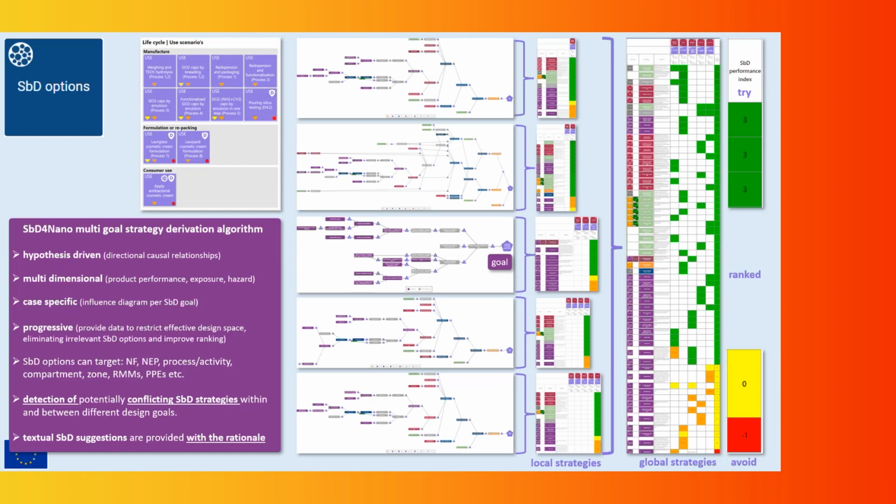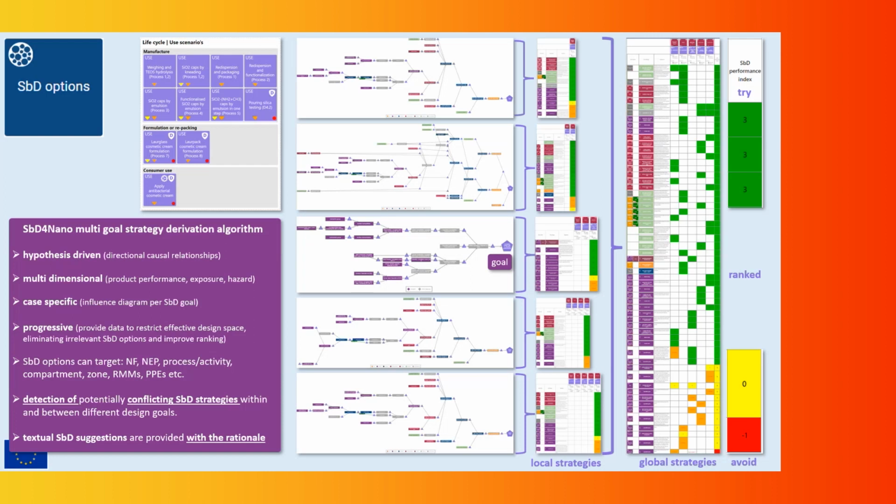And then what the tool can do is combine all these strategies, these local strategies, into an overarching strategy for the entire life cycle and all the goals within it. And at the top here, you have the most promising ones. So perhaps it's worthwhile to start with those to investigate. And at the bottom, you see those which you can better avoid. Perhaps not do that, because most likely it will have an adverse effect.